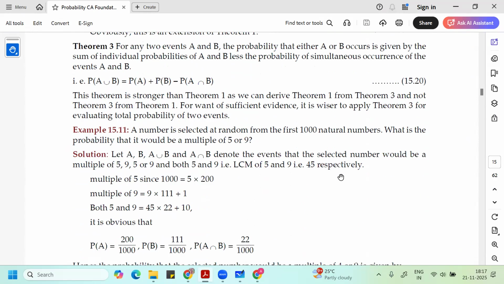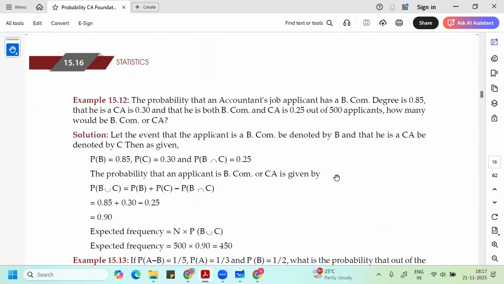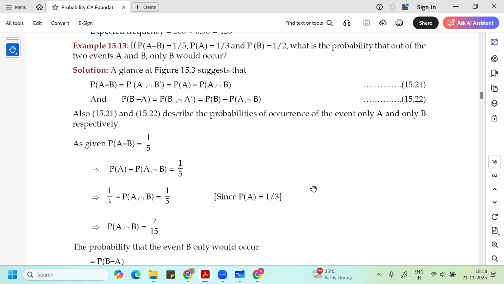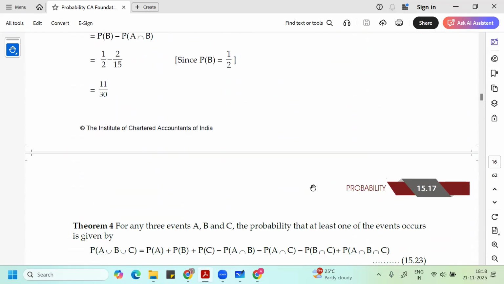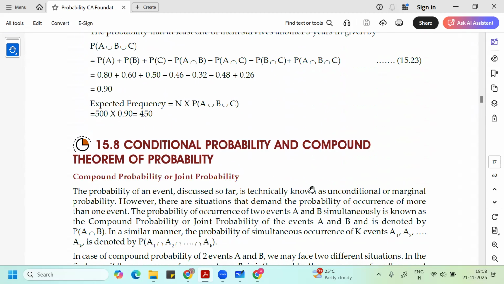So just go through this. Just go through these solved examples, whatever is given.